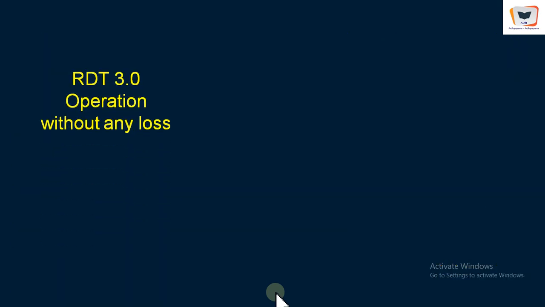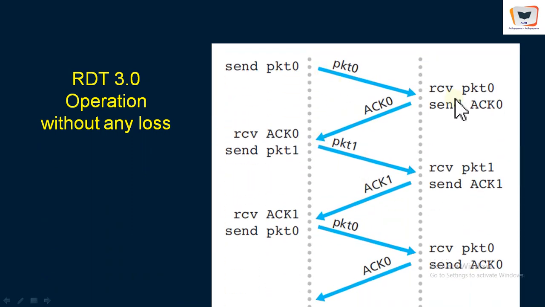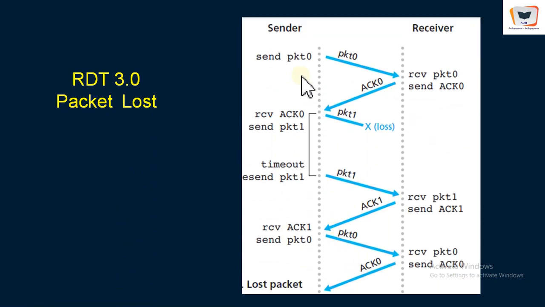Okay, there are typical scenarios as far as RDT 3.0 is concerned. If no loss happens, this is the flow. Packet 0 leaves, packet 0 is received, and acknowledgement 0 is sent back. Acknowledgement 0 is received, packet 1 is sent, ACK for 1 is received, and so on and so forth. And the second situation is where the packet is lost in between.